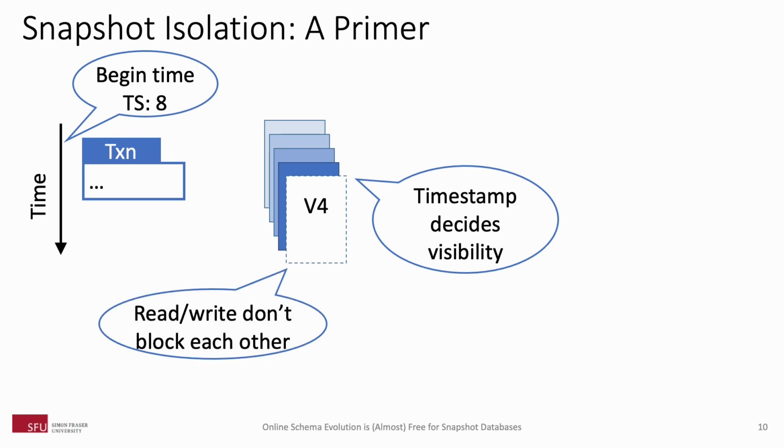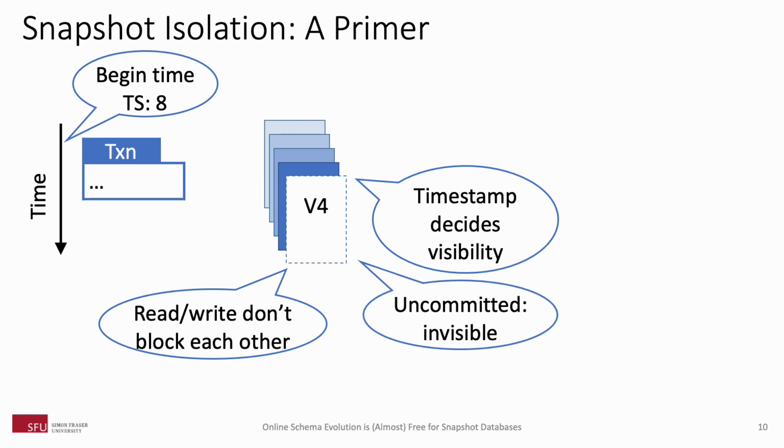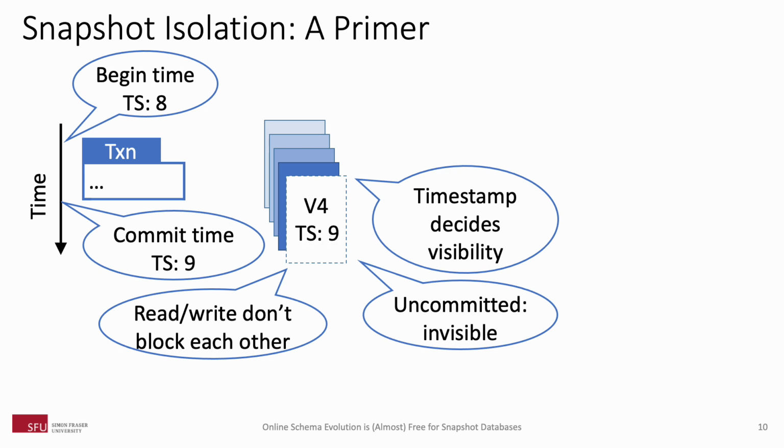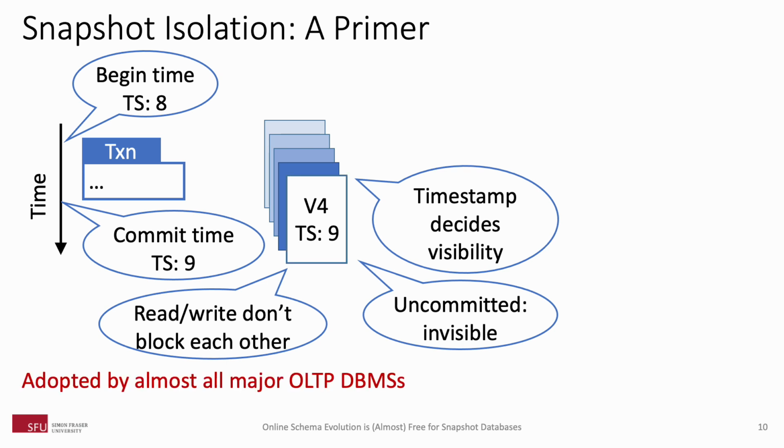And under SI, reads and writes don't block each other, so the update transaction does not need to wait for other transactions. And the v4 here is still invisible to other transactions because the transaction has not committed. After some time, the transaction commits with a commit timestamp 9, and the commit timestamp will also be stamped to the new version v4, and v4 will be visible to other transactions. SI is adopted by all major OLTP DBMSs.